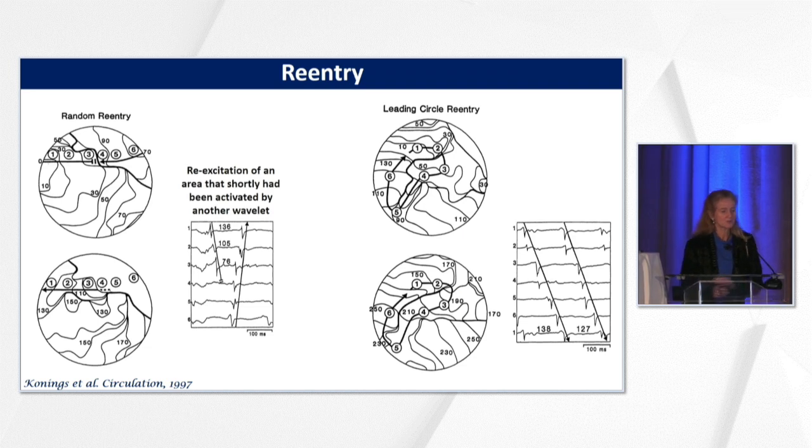And he showed for the first time in humans that during atrial fibrillation there was so-called random reentry, which you see on the left part of the slide, where you can see that the wavefront comes from the right to the left, encounters a line of conduction block, but then it's re-excited by an activation wavefront which propagates from the opposite direction. And that's what they called random reentry.